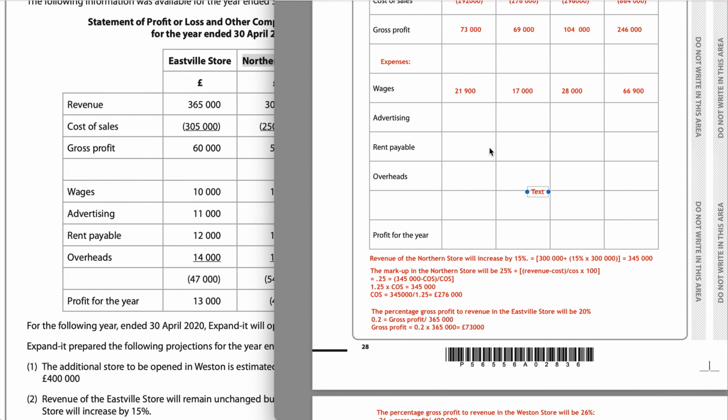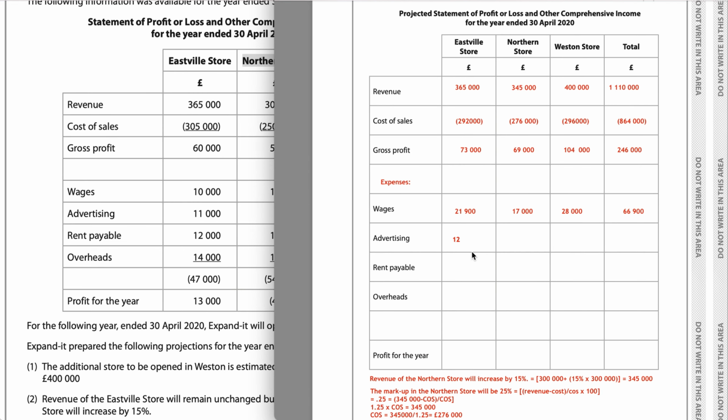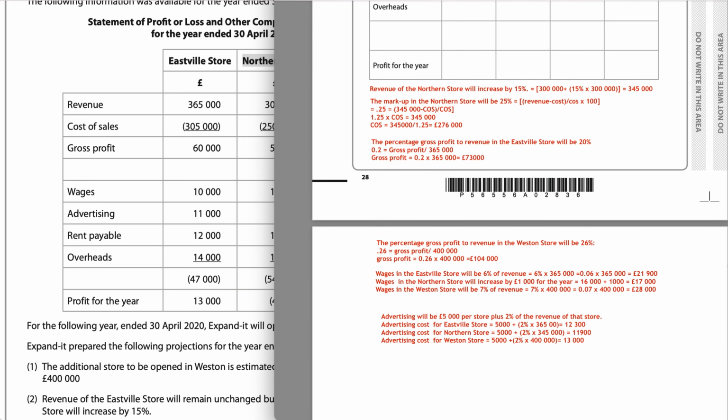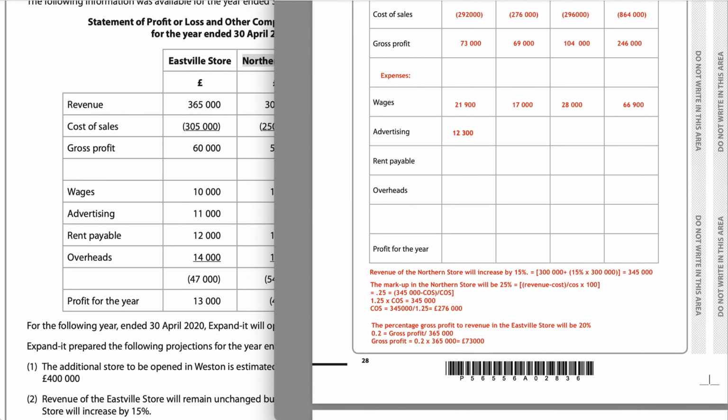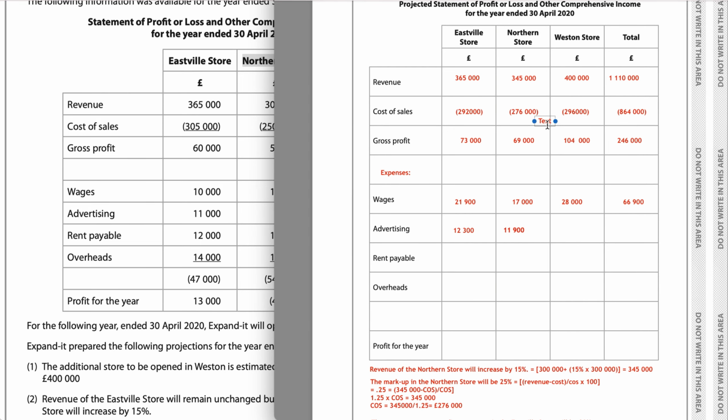Now let's write the advertising costs here. The first one is 12,300. The second one is 11,900, and the third one is 13,000. So let's add up all three. It is equal to 37,200.